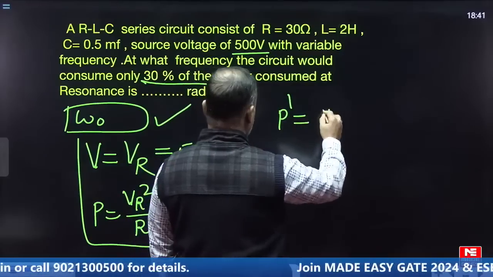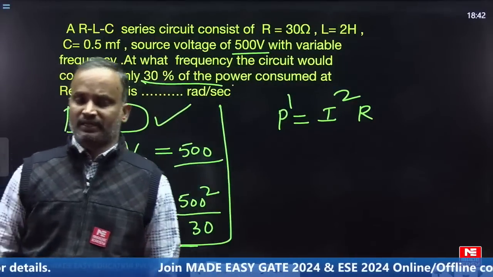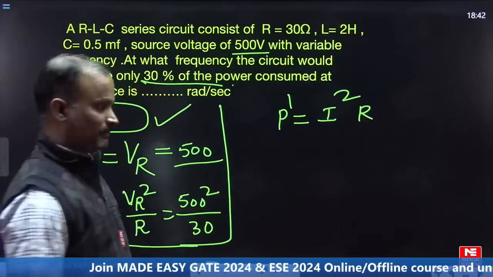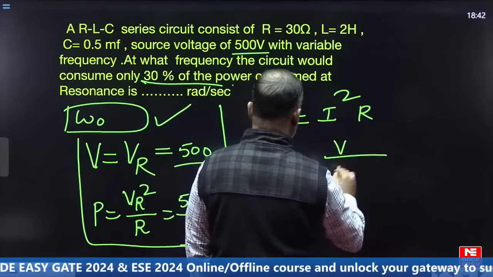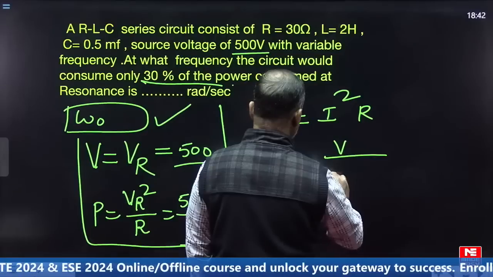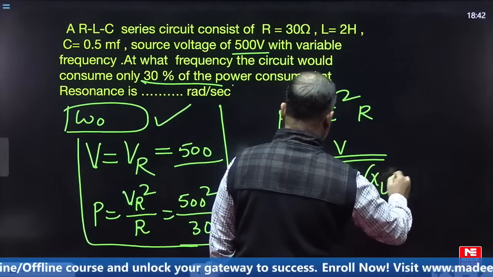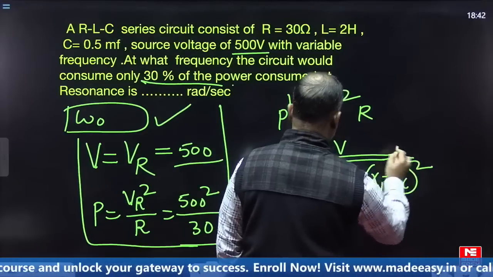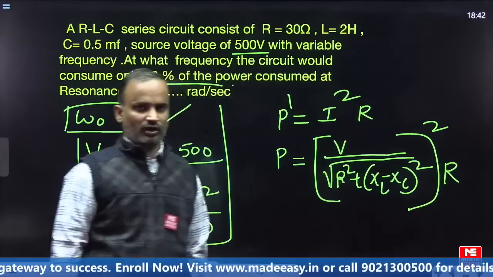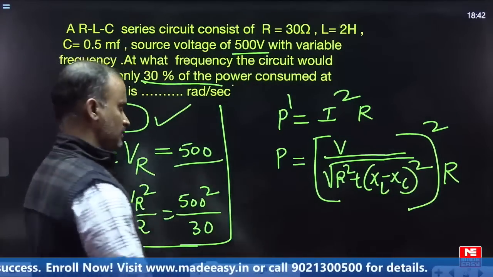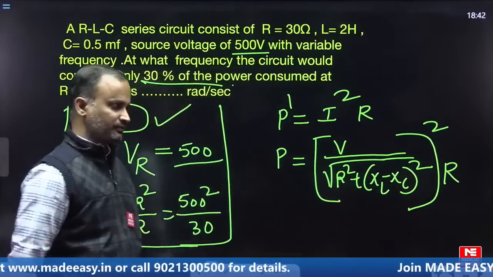That means here I am writing P dash equal to I square R. P dash is the new power, 30% of the power at the resonance condition. Now here I is the current flowing in the RLC circuit. Can I write I equal to V by impedance, with impedance being square root of R square plus XL minus XC whole square, for the RLC series circuit?